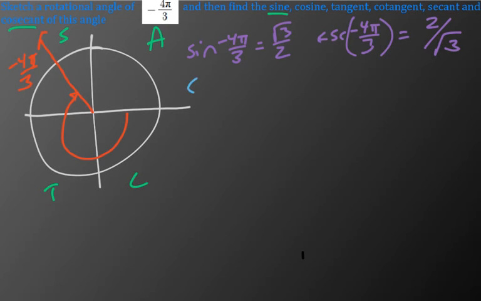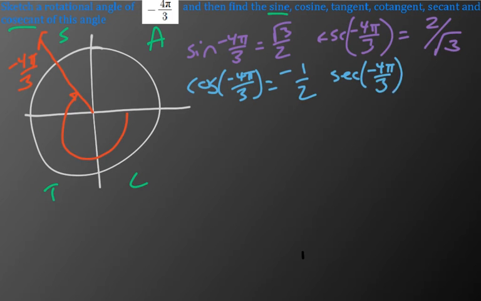For cosine, negative 4 pi over 3, still looking at your pointer finger, just go up this time. So square root of 1 over 2. Square root of 1 is 1. But it is negative because cosine is negative in that quadrant. Then secant of negative 4 pi over 3 would just be the reciprocal of negative 1/2, or just negative 2.